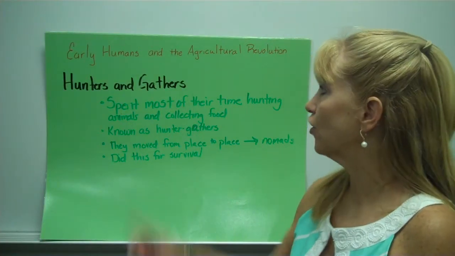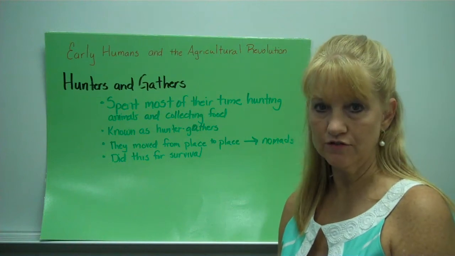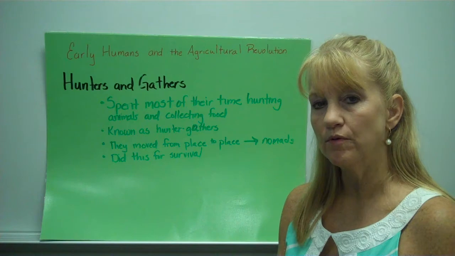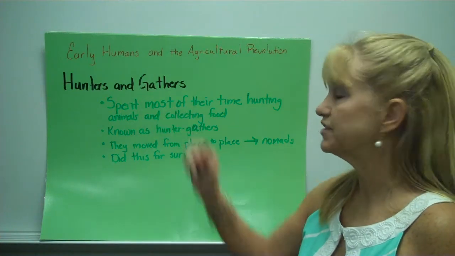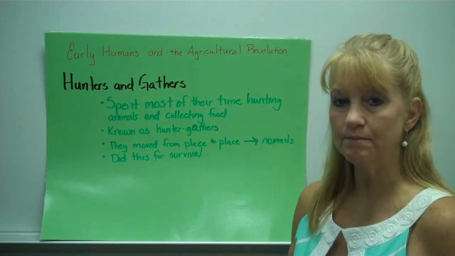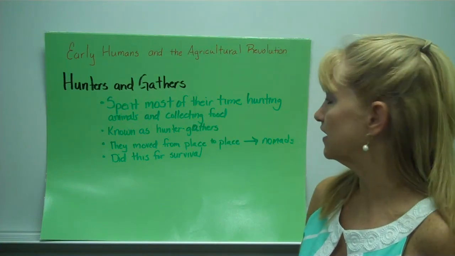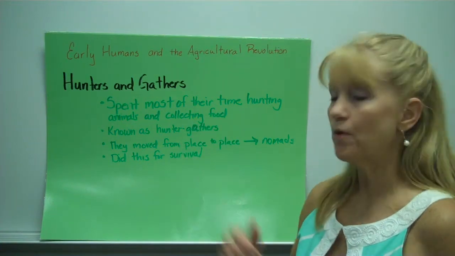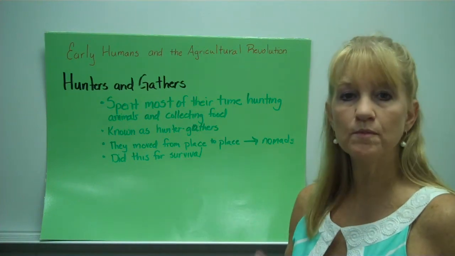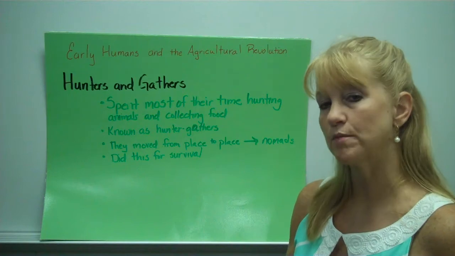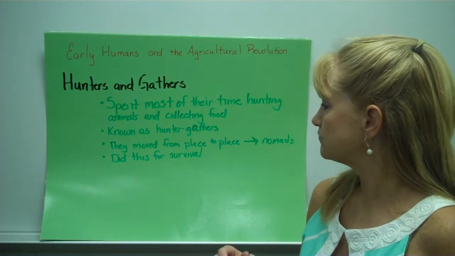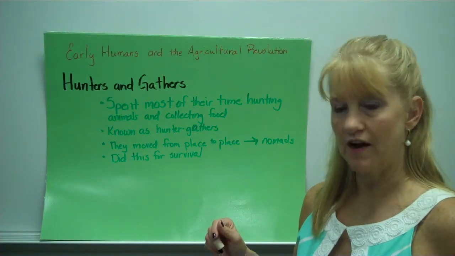Today we'll be examining early humans and the agricultural revolution. As we start, we learn that many people in ancient civilizations were hunters and gatherers. What that meant is that they spent much of their time hunting for animals and collecting food. These people are known as hunter-gatherers. They moved from place to place and did not have a permanent settlement, and they were called nomads. They did this for survival.